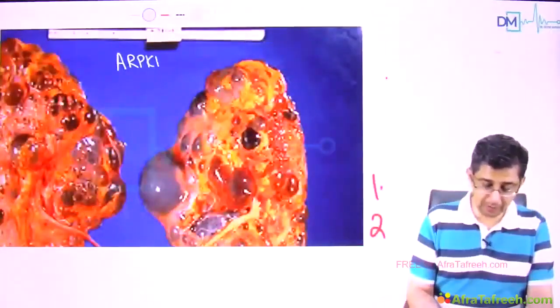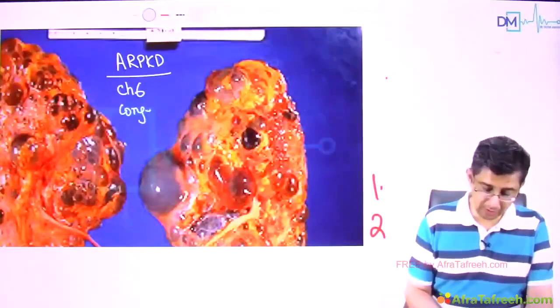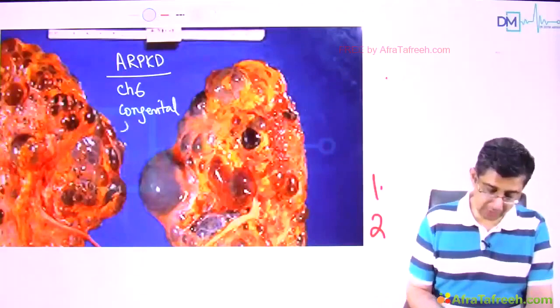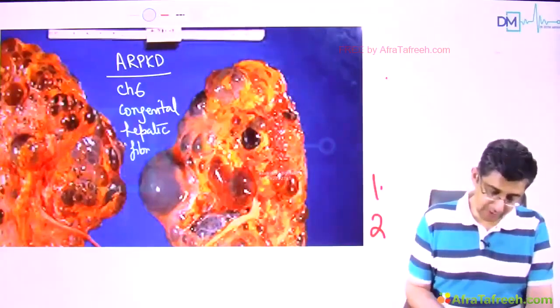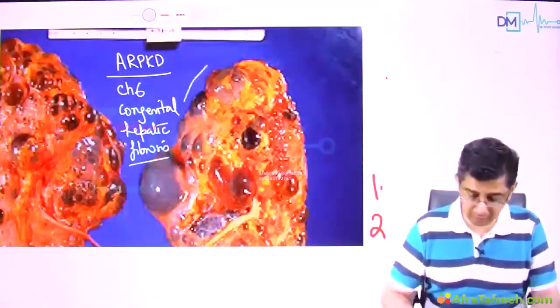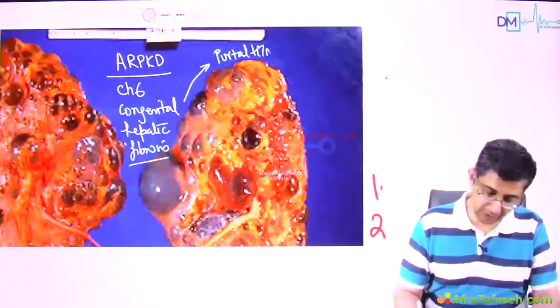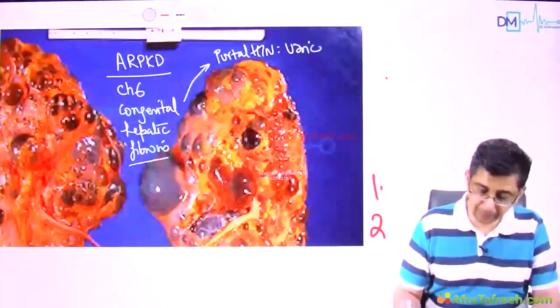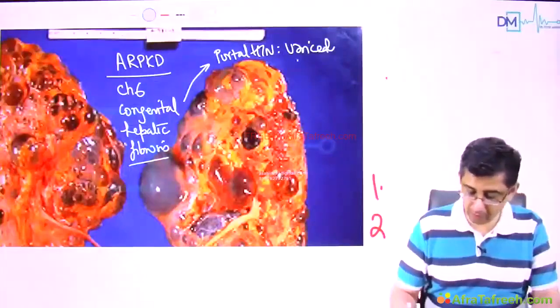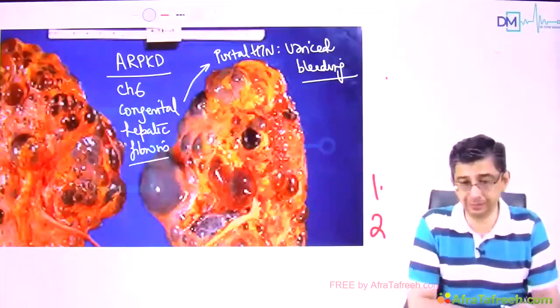For ARPKD variety, remember that the chromosome involved is 6. The extrarenal manifestation should be remembered as congenital hepatic fibrosis. Why I decided to write it down is because congenital hepatic fibrosis can contribute to development of portal hypertension in the patient and can cause a variceal bleed. So in patients of autosomal recessive variety of polycystic kidney disease, apart from renal failure, remember to include the word variceal bleed in the patient.